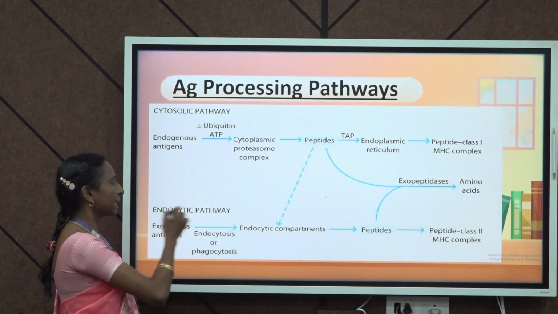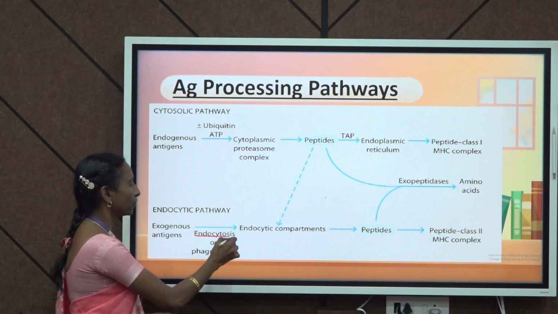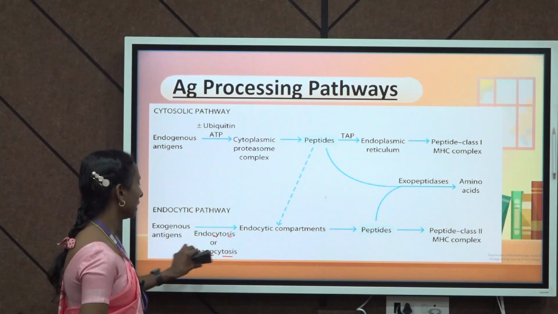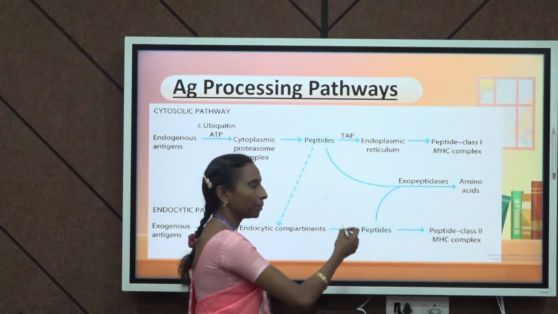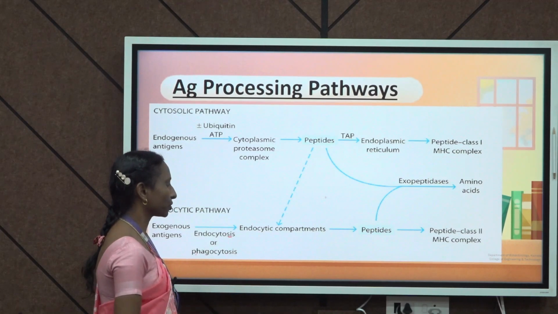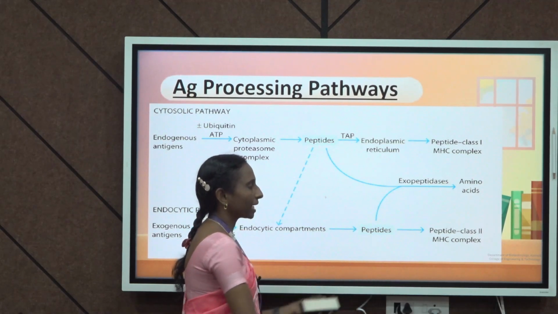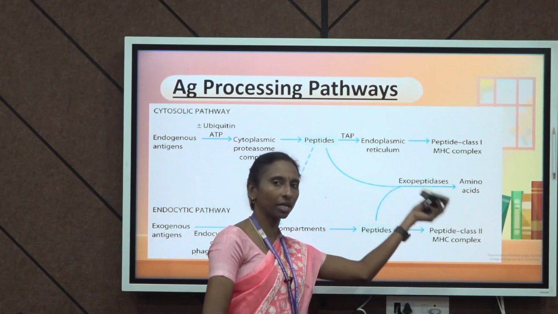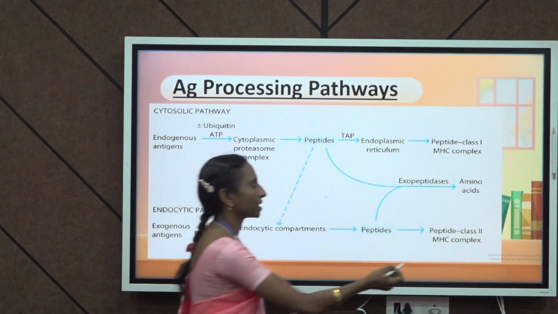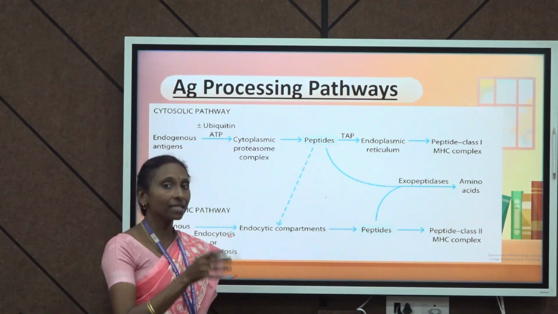On the other hand, in the case of the endocytic pathway, the majority of the processing happens via either endocytosis or phagocytosis. Within whichever cell is involved in endocytosis or phagocytosis, the protein or antigen which is taken in is then broken down to peptides, and just the way we saw in the cytosolic pathway, here also the peptides associate themselves with class 2 MHC molecules and are presented on the surface of the antigen presenting cells.